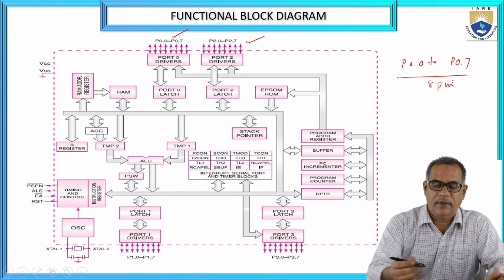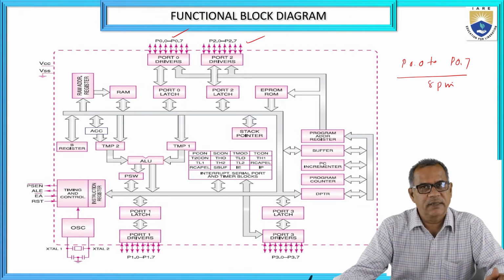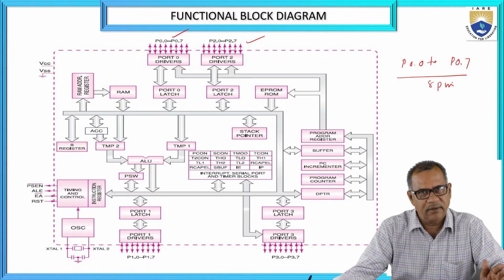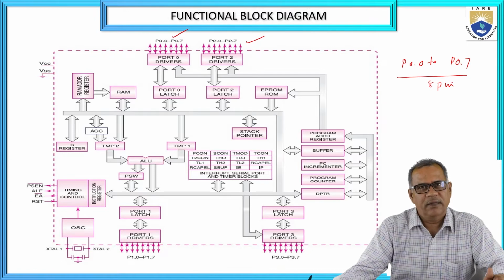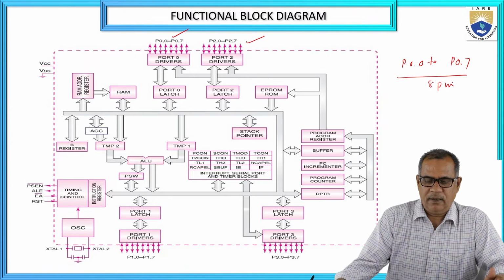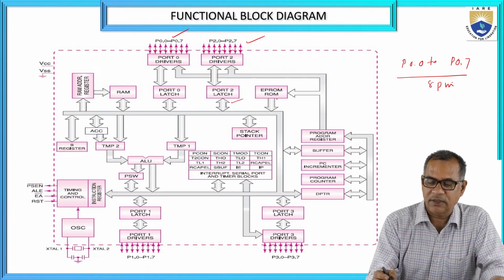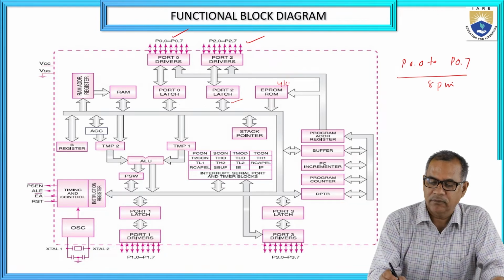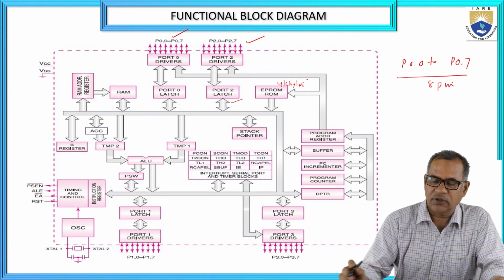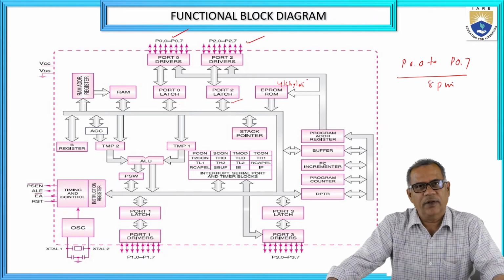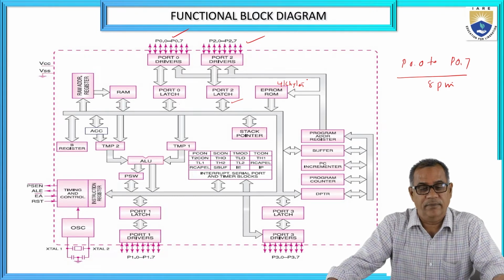And RAM, just now we discussed that there are 256 bytes of RAM. Out of that, 128 bytes are actual RAM, and another 128 bytes are allocated for the SFRs. SFR is nothing but the special function register. Then this is the port 0 latch, this is the port 2 latch, and this is the ROM. 4 kilobytes of ROM is there for the 8051 microcontroller. If you go for the 8052 microcontroller, you have 8 kilobytes of ROM.